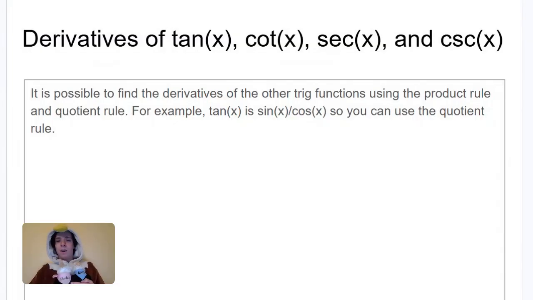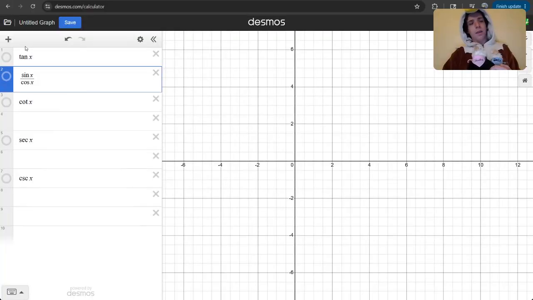Today we're going to be talking about how we can use the quotient rule to find the derivatives of the other four trig functions that we haven't taken derivatives of yet. So if we look at the calculator here, we have tangent of x, that equals sine of x over cosine x, and using the quotient rule, remember the quotient rule is the bottom times the derivative of the top minus the top times the derivative of the bottom.